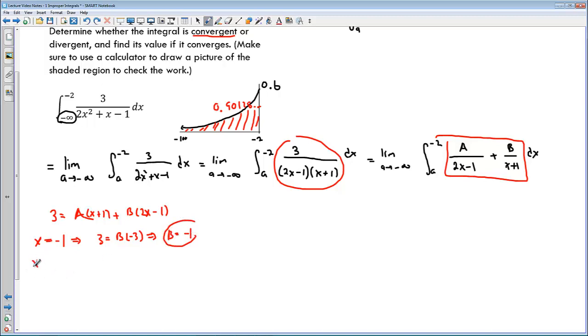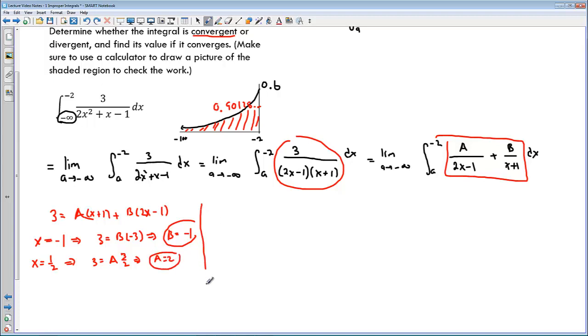And then to find my a, I'll let x equal 1/2. Because if you let x equal 1/2, this term's going to go away. 2 times 1/2 minus 1 is 0. And so this implies that 3 will equal, so I'm just letting x be 1/2, a times 1/2 plus 1, which is 3/2. And so if you multiply both sides by 2, you get 6, and divide out by 3, you get back to 2. So this tells me a is equal to 2.